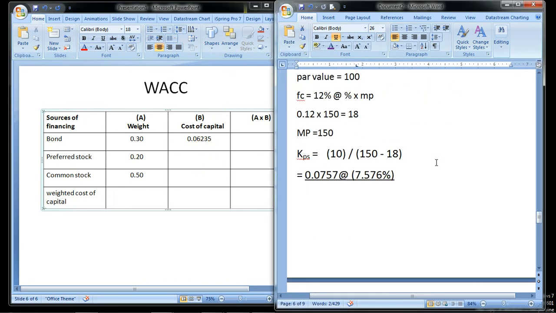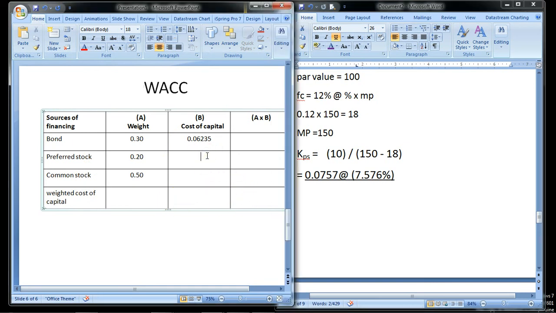Next, preferred stock. What is the answer for preferred stock? That means all your cost of capital will be used in WACC. Can you calculate WACC without calculating all your cost of capital for each financing? No, right? Good. So you need to calculate source of financing for bond first, preferred stock also. Then you can calculate your WACC. So 0.0757. Can I put 7.570%? No. For WACC, please calculate using decimal point. No percentage involved first. Alright?